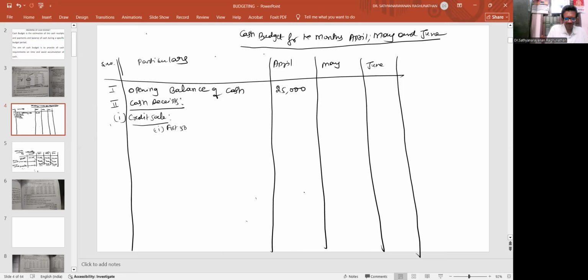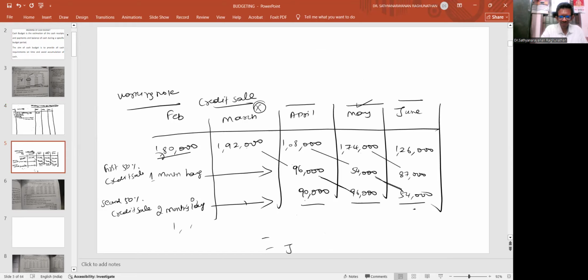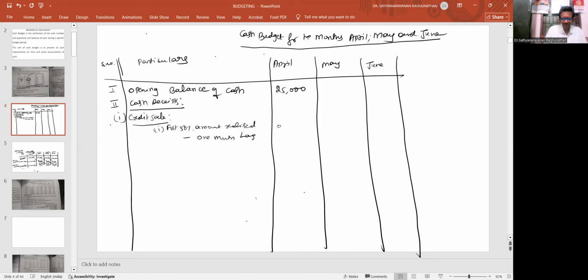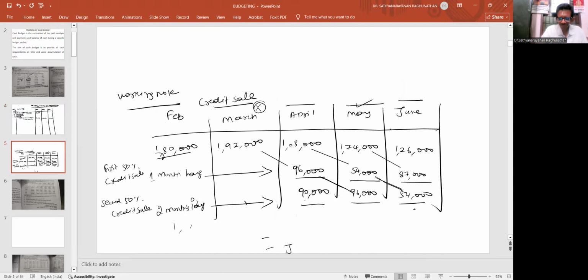First, 50% amount realized, hyphen, 1 month lag. You have to write 96,000, 54,000, 87,000. April 96,000, May 54,000, June 87,000. Ensure whatever you have written is right or wrong. You have to ensure that.